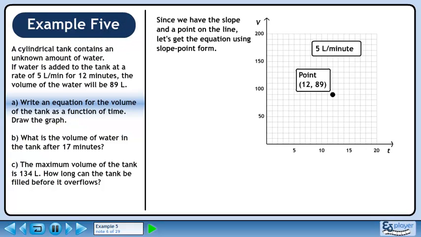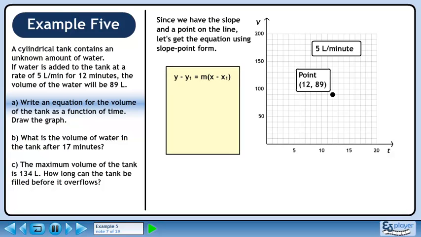Since we have the slope and a point on the line, let's get the equation using slope-point form. Start with y minus y1 equals m times x minus x1. Plug in x1, y1, and m. Distribute 5 through the brackets. Simplify the equation.